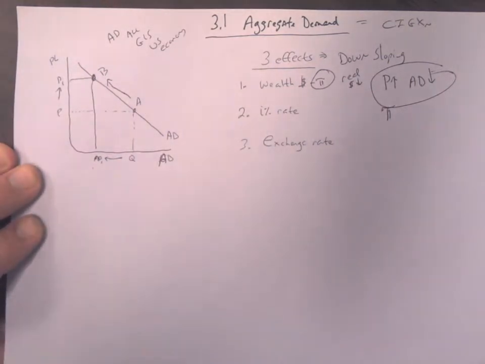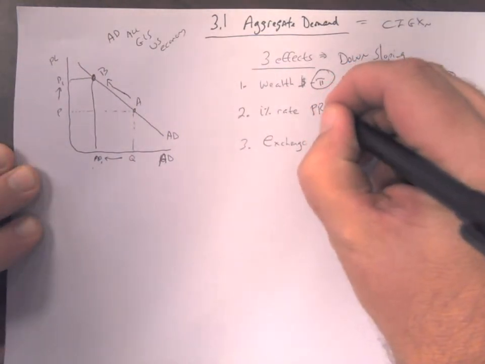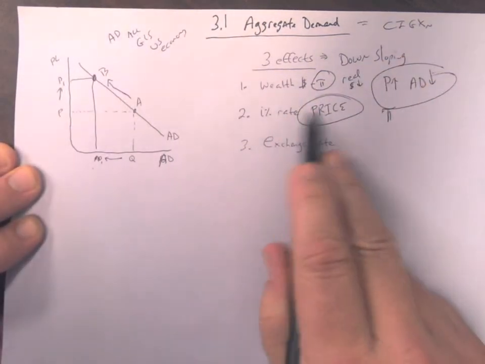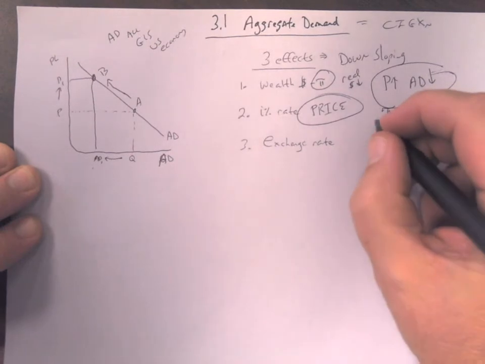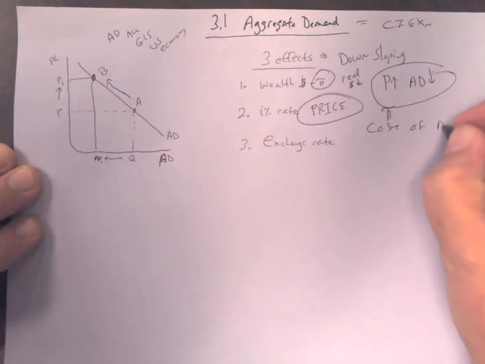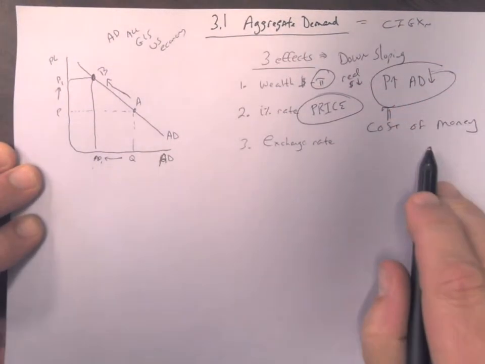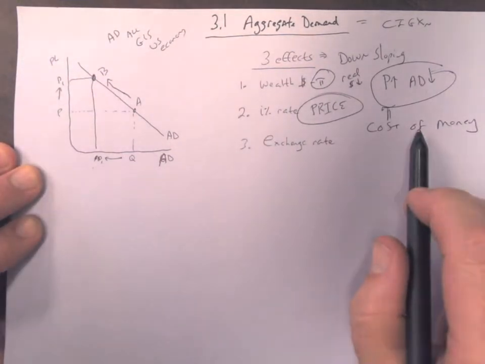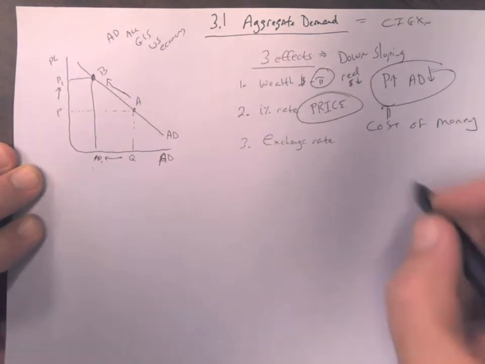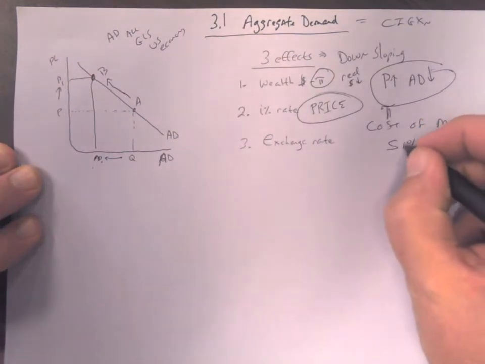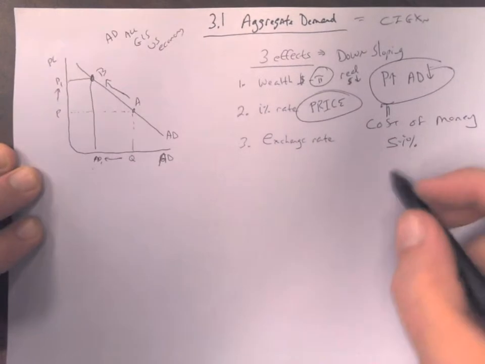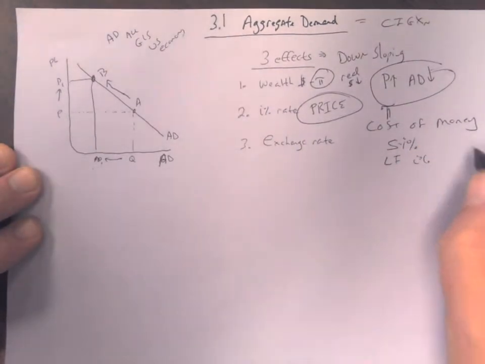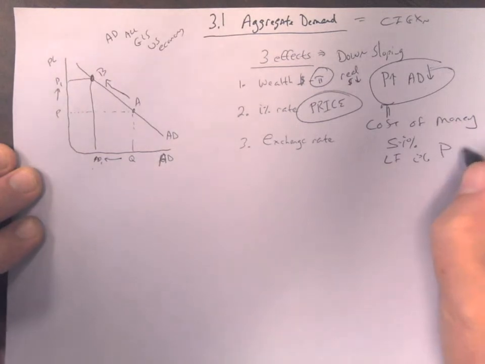Interest rates have the same effect. Interest rates are a price. So the nominal interest rate is a price, and that price is the cost of money. So the cost of money means it's going to cost you money to borrow it. It's going to cost the bank money for you to keep your money in their bank accounts. So savings pay an interest rate. And loanable funds, when they loan it out, pay an interest rate. So these are all prices.